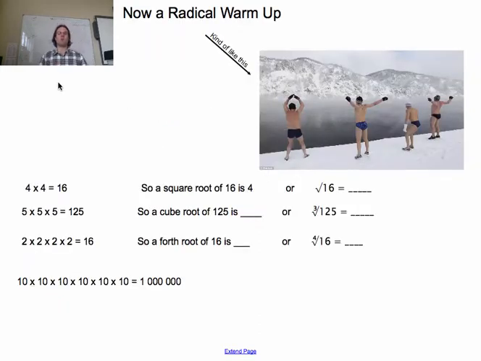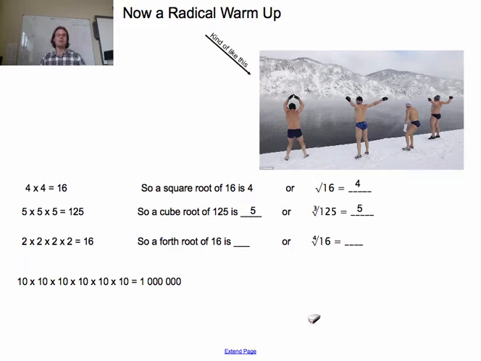So here we go. Let's warm up just before we go swimming. So 4 multiplied by 4 is 16. So the square root of 16 is 4. Or we could write it as square root 16 is equal to 4. Okay? The next one here says 5 multiplied by 5 multiplied by 5 is 125. So the cube root of 125 is 5. And the cube root, again, you write it in that form, is going to be 5.